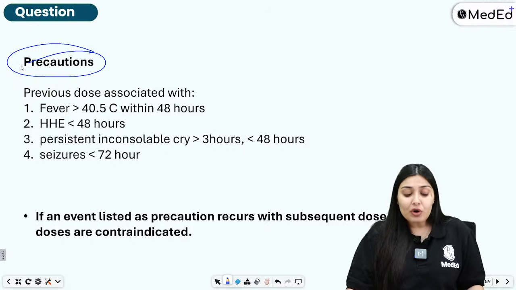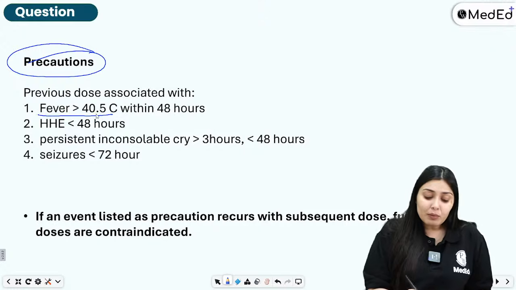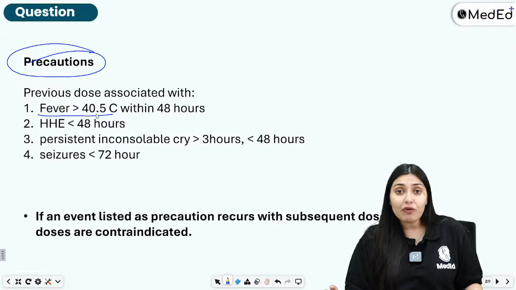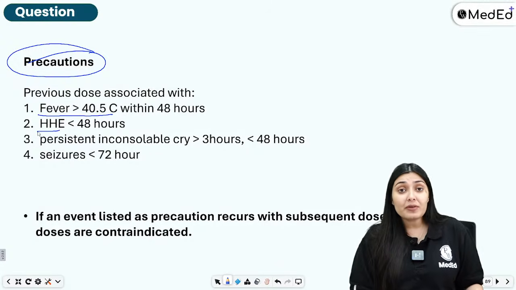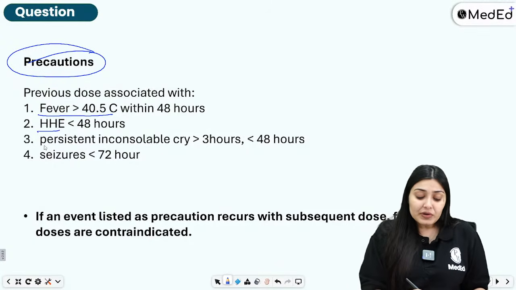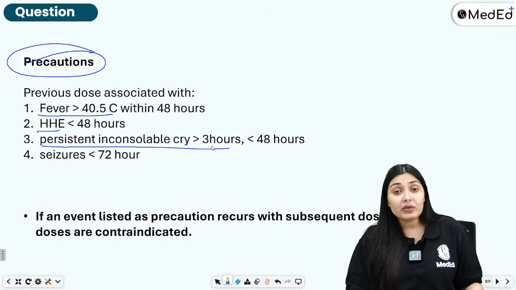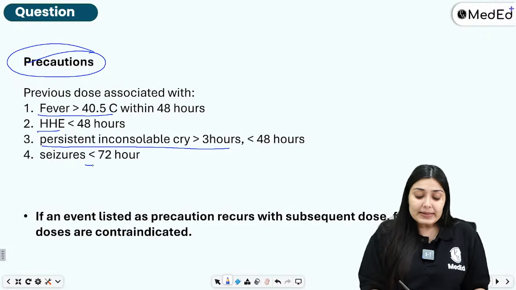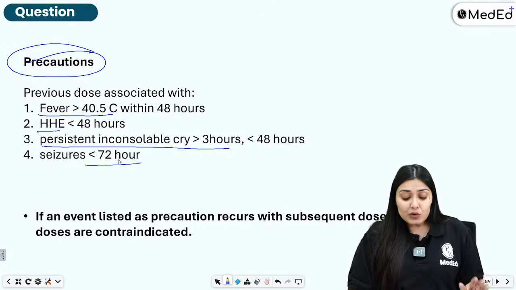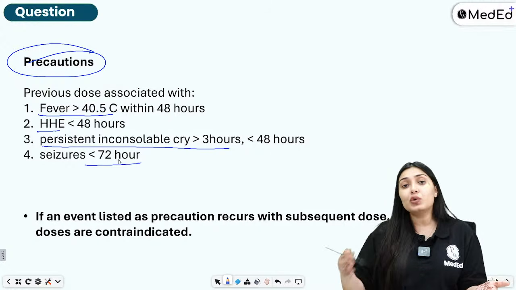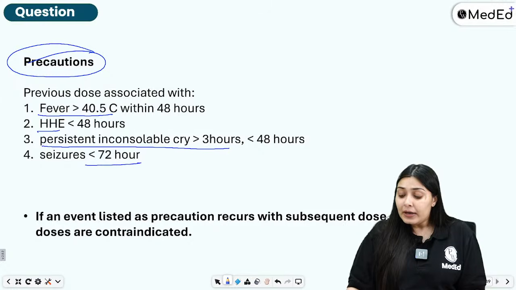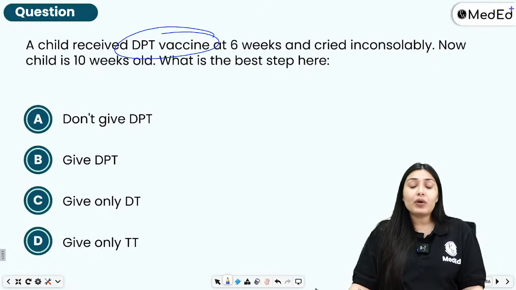So these precautions include fever more than 40.5 within 48 hours of the dose, hypotensive hyporesponsive episode within 48 hours, persistent inconsolable cry for more than 3 hours within 48 hours, seizures within 72 hours. So if any of these events listed here happens with the subsequent dose, then further doses will be contraindicated, right? So this is what the examiner was trying to test over here.